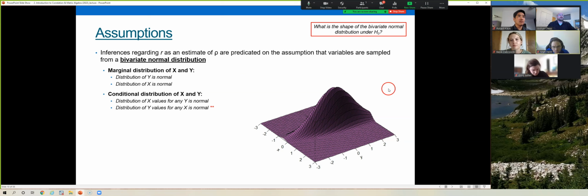As a hint, we've got our graph here. This is a bivariate normal distribution, but it's one that's inconsistent with the null hypothesis because we can see that we've got an association here. If x is unrelated to y, what would be the shape of that bivariate normal distribution? What would it look like? Would it be flat? Not flat necessarily.